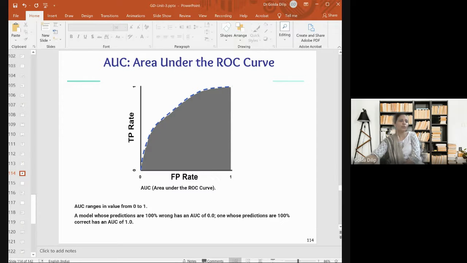When we talk about AUC, the values range from 0 to 1. A model whose predictions are 100% wrong will have an AUC value of 0, and one whose predictions are 100% correct will have a value of 1. So that's what area under the curve stands for.